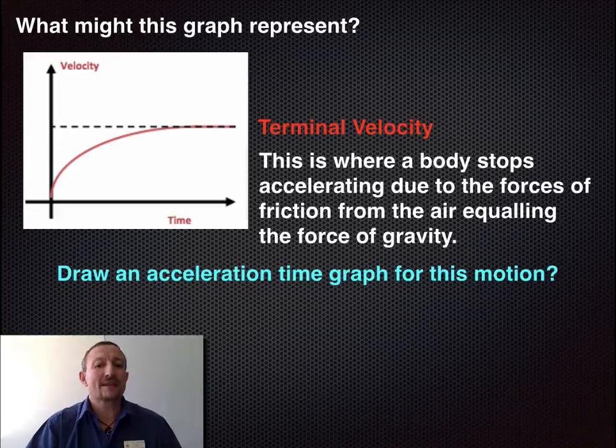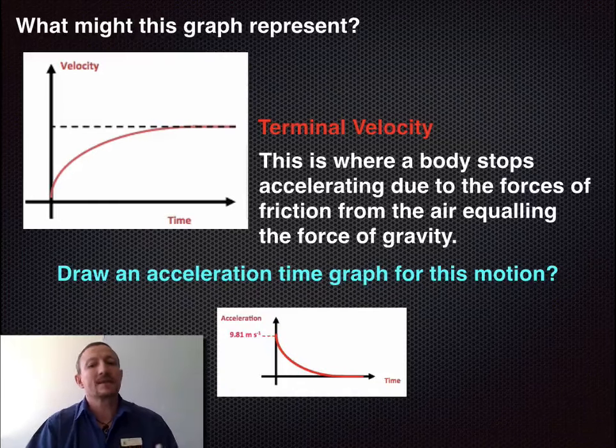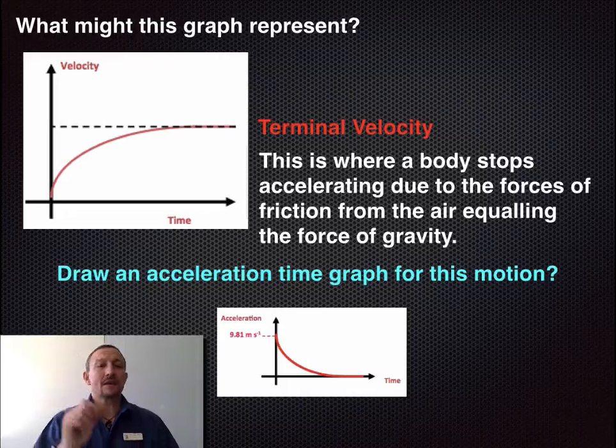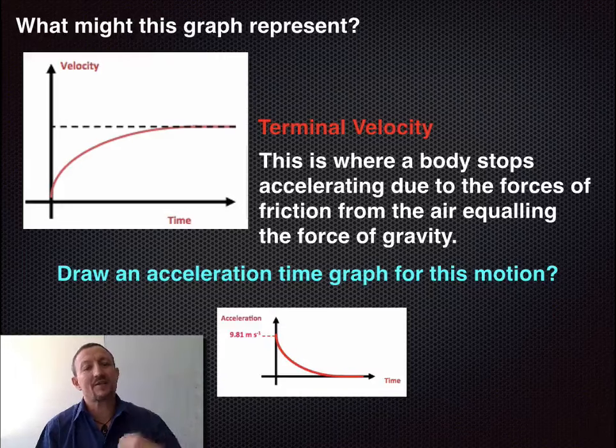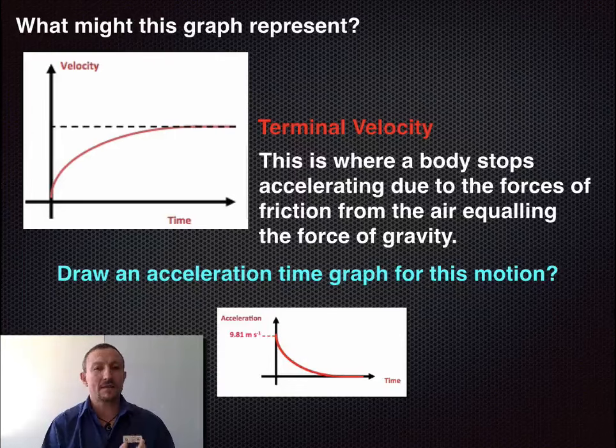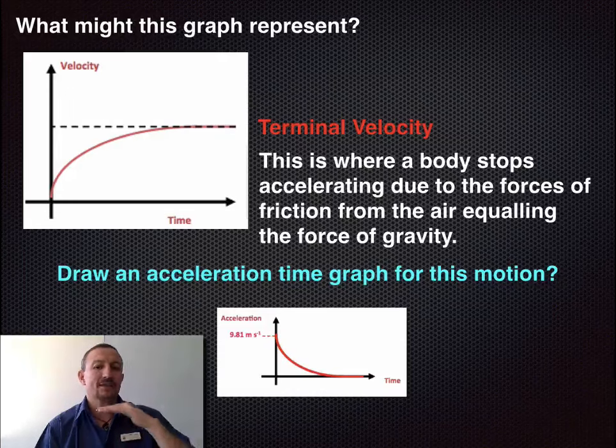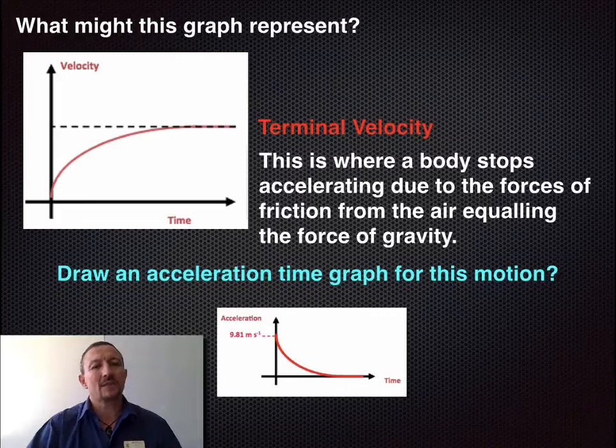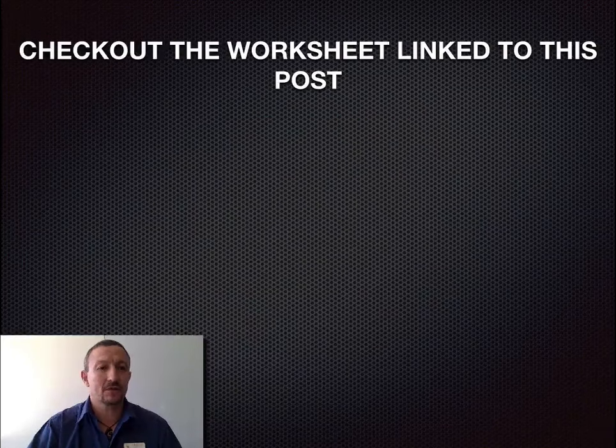So if we drew an acceleration time graph for this, we get a situation that would look like this. Basically, we jump out of the aeroplane, we're accelerating at 9.81 meters per second, but as we're getting faster and faster and faster, our acceleration is beginning to decrease until eventually we reach terminal velocity. Hence, at that point, our acceleration will be zero. So I hope that makes sense with respect to terminal velocity.